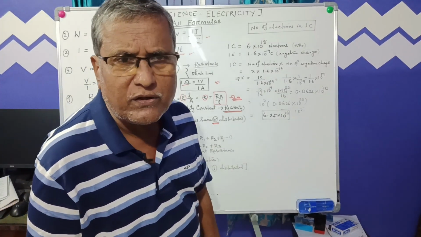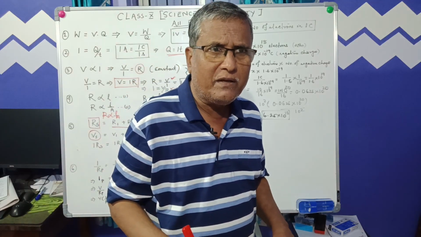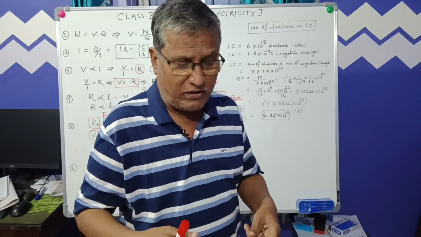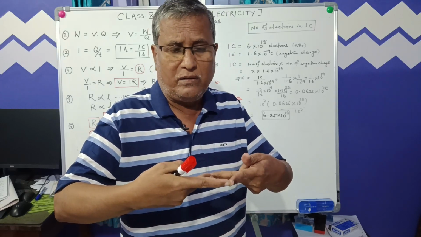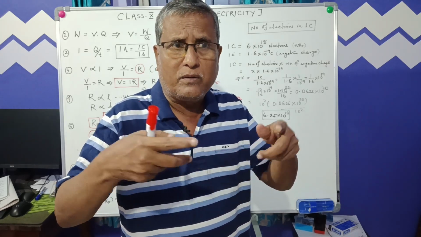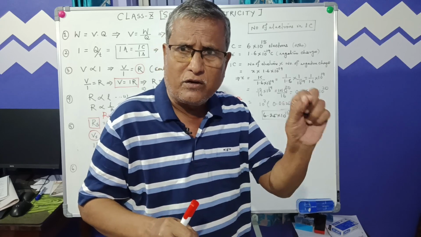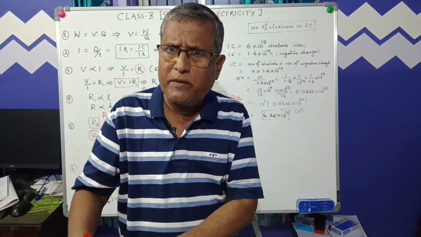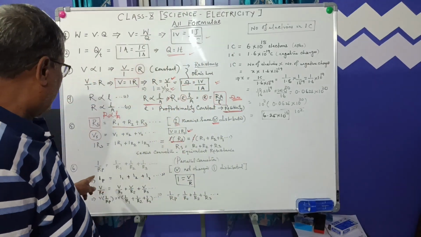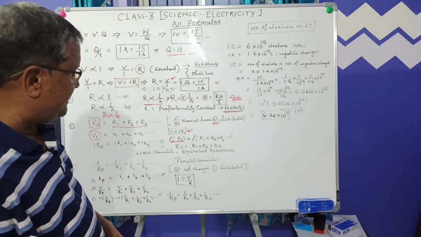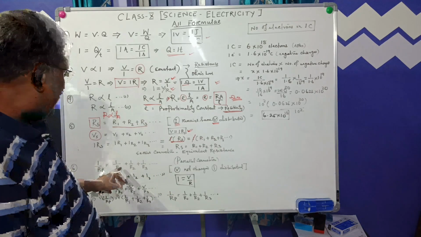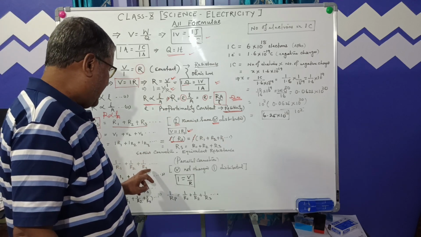Then what is a parallel connection? In a parallel connection, you see common point connections. Here is the common point, here is the common point. All common points of the resistors are connected to one terminal and the other common points are connected to the other terminal. So the equivalent resistance, denoted by the symbol, 1 by Rp is equal to 1 by R1 plus 1 by R2 plus 1 by R3.